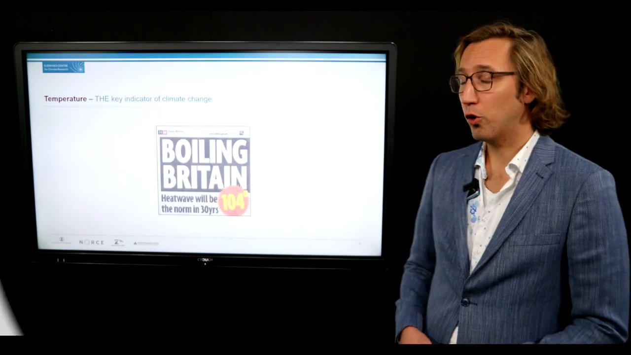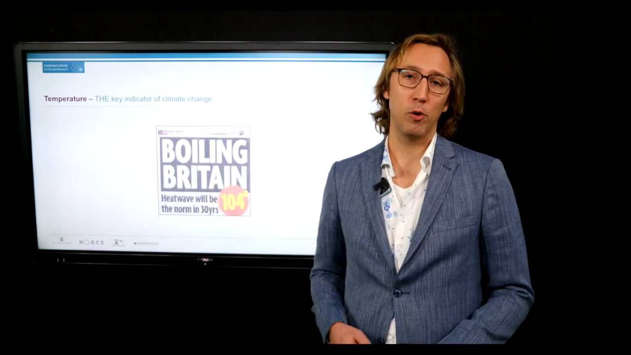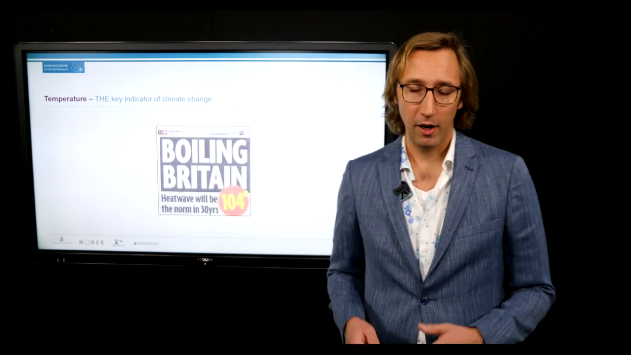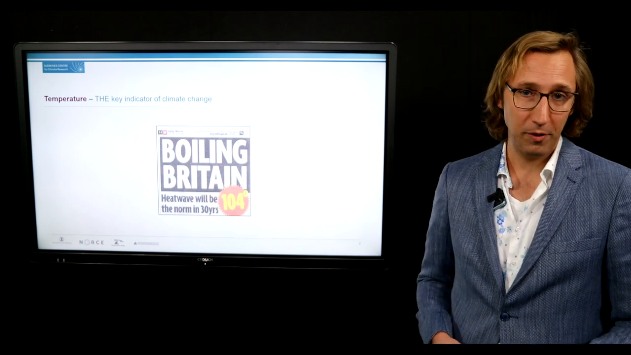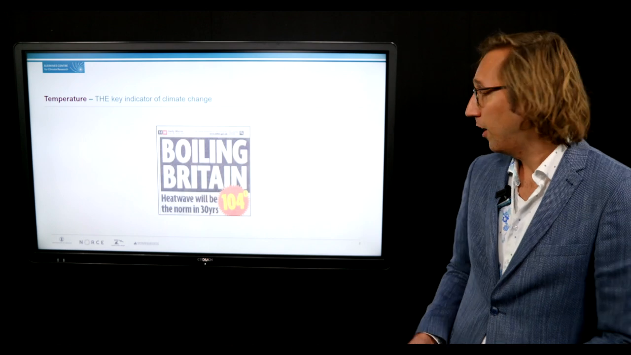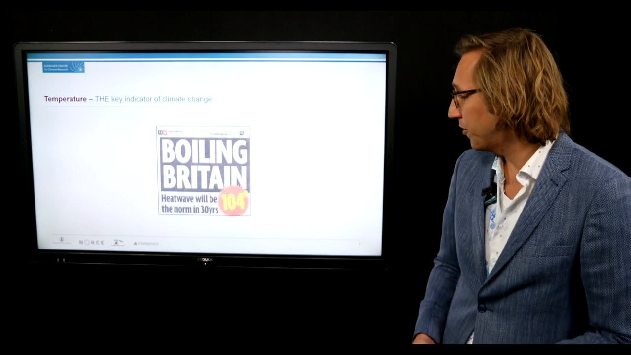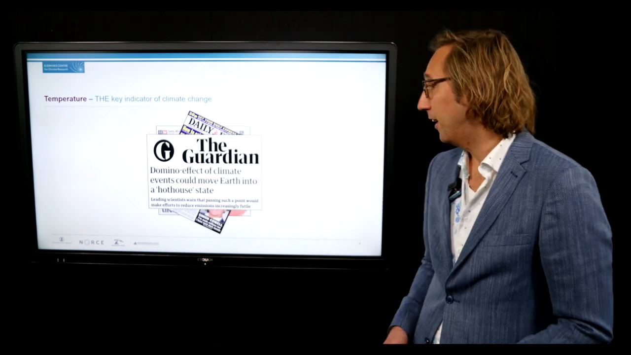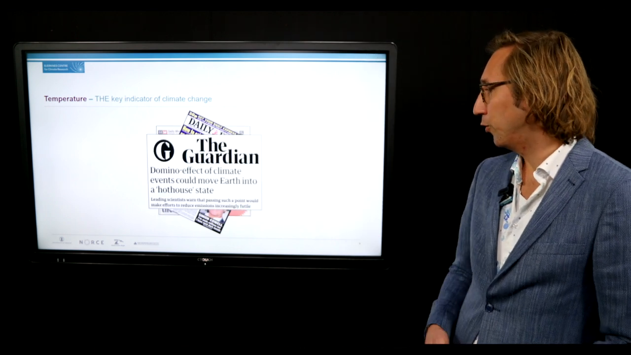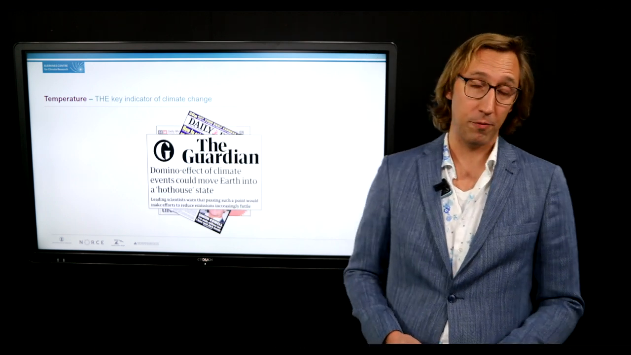Now, often when we talk about climate change, there's a high probability that at one point or another in a conversation, somebody will mention something about temperature change. For example, look at these examples from various high quality media outlets to make this point. Here we have boiling and heat wave in one sentence. It's a classical global warming. And here things get creative, referring to the planet as a hothouse.